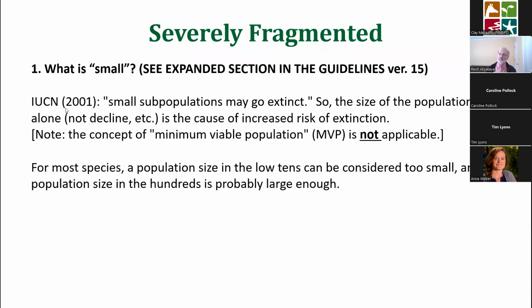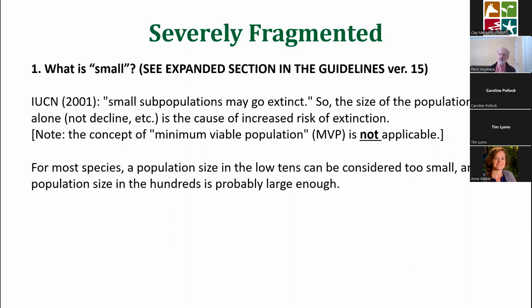Now, the IUCN criteria says that small populations may go extinct when it talks about severe fragmentation. So the way we interpret this is that the size of the population alone is the cause of increased risk of extinction. So it's not the decline. You don't consider whether it's declining or not declining. If the population size alone is sufficient to make this population not viable, then you consider that as a small population for the purposes of fragmentation.